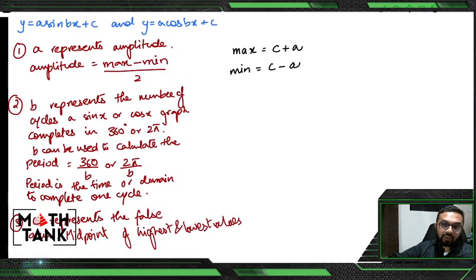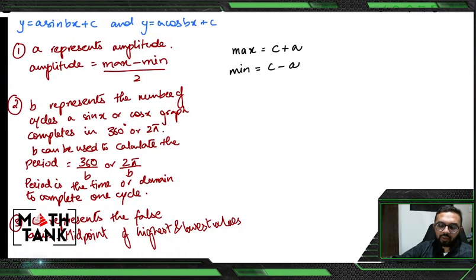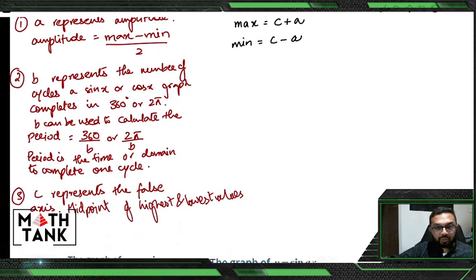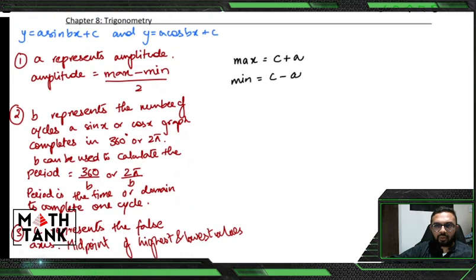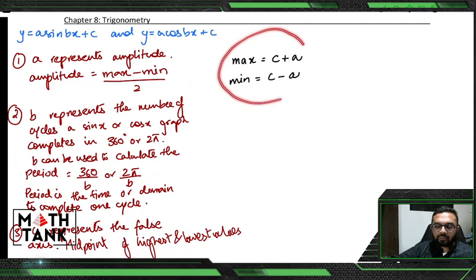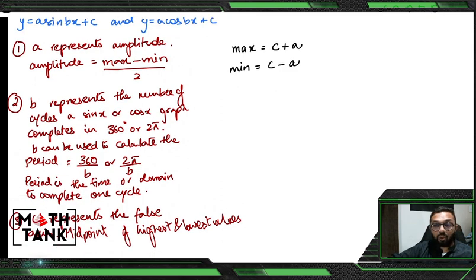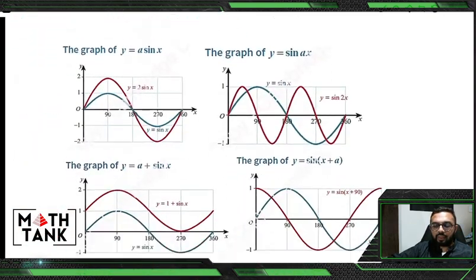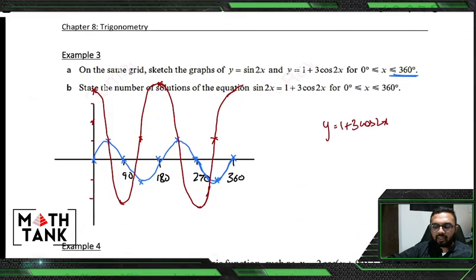All of these three have an interpretation in trigonometry. One is called the amplitude, the other tells you the number of cycles, and c represents the false axis. Sometimes these numbers are unknown, so these interpretations help you calculate the unknowns. This max and min can be the other way around as well. The minimum can be c minus a and the maximum can be c plus a, depending on what the equation of the function is. So please be aware of that.